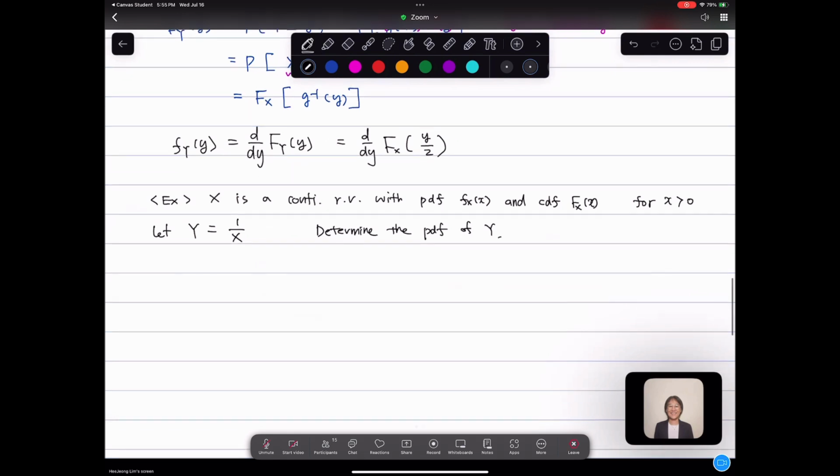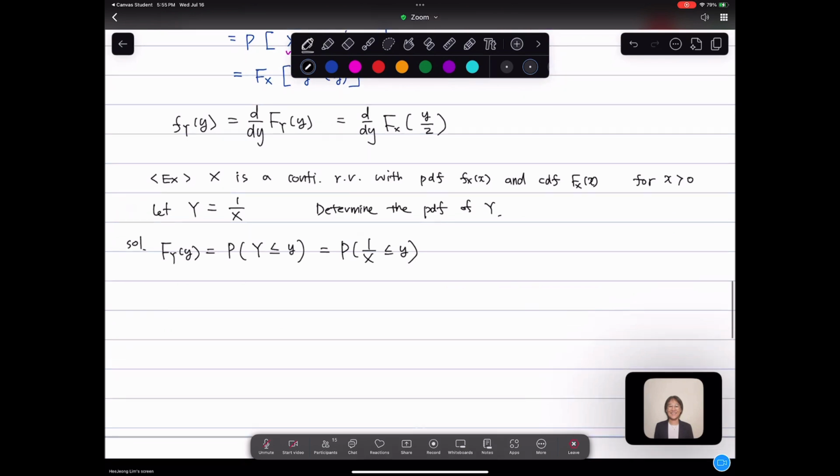So again, let me do the same process. I start from the CDF of Y. By definition, it's the probability that your Y variable is less than or equal to some number y, and Y is 1 over X. So I can replace it with 1 over X is less than or equal to y. Then I would have my X back. Then I have to switch the inequality. That should be greater than or equal to 1 over y.